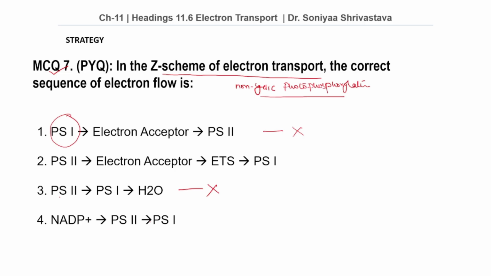Now option number 4. NADP plus, PS2, PS1. NADP plus is the final electron acceptor, not the starting point. Therefore, this sequence is also wrong. Now the option number 2. The correct sequence of electron flow is from Photosystem II and ends in Photosystem I, that is NADP plus, which is reduced to NADPH. So this option is correct.